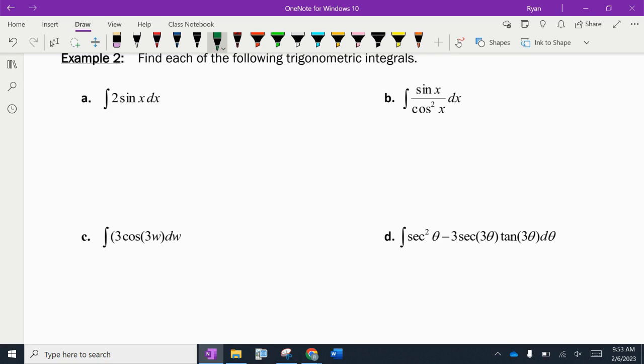No. Cosine. Maybe it could be 3. I mean, 2/3 works. Okay, here we go. Ready?